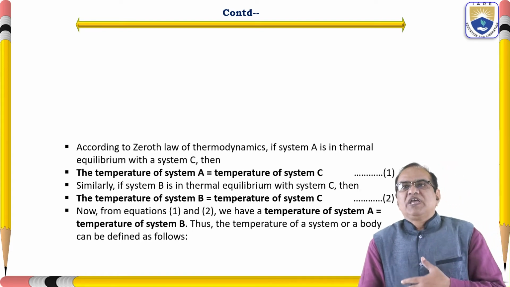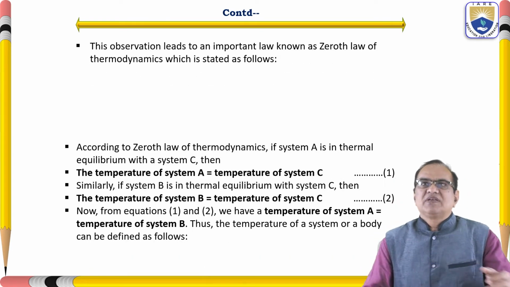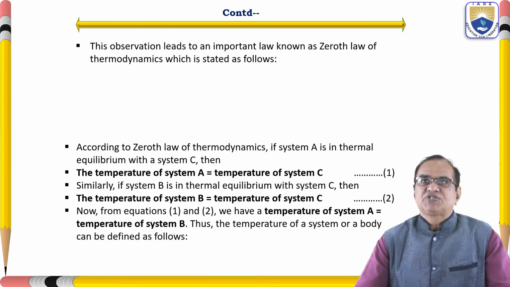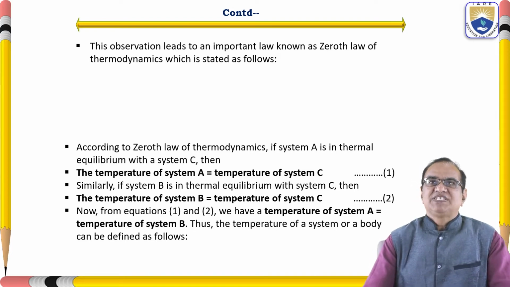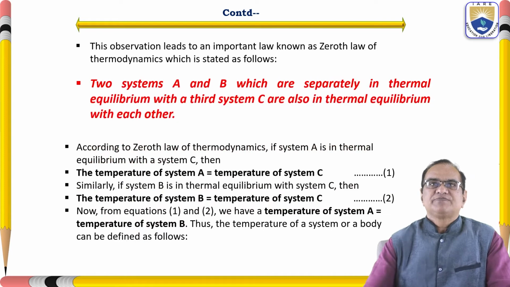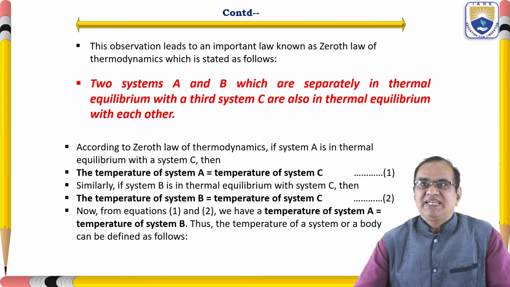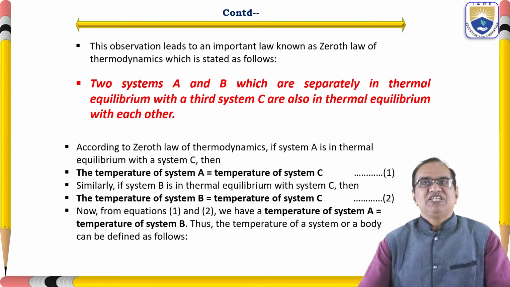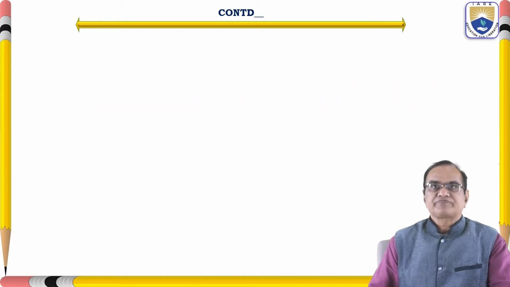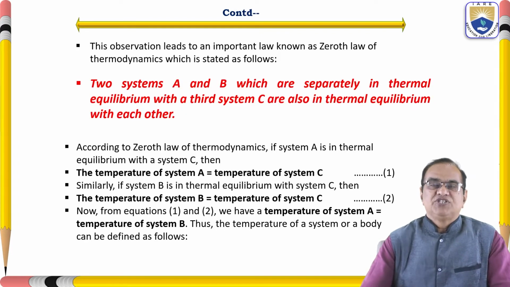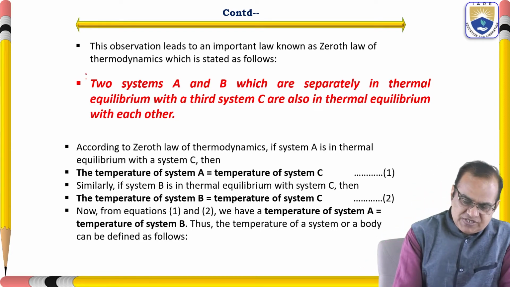Now, this observation leads to an important law known as the zeroth law of thermodynamics, which is stated as follows. Two systems A and B, which are separately in thermal equilibrium with a third system C, are also in thermal equilibrium with each other. So this is the zeroth law of thermodynamics.